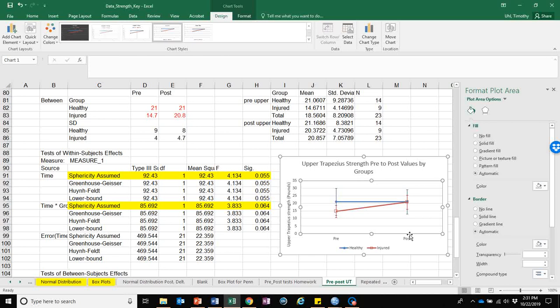Hopefully this was helpful in seeing how to run a repeated measures analysis, interpret that, and build a graph. Thanks.